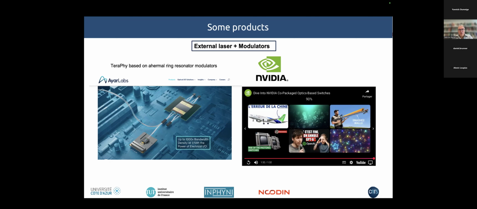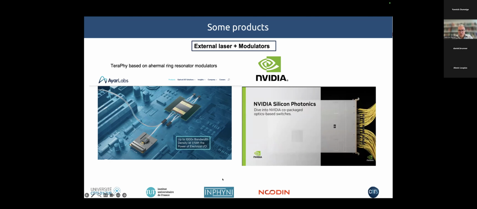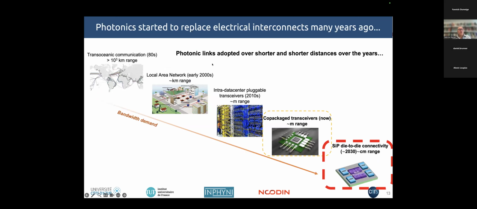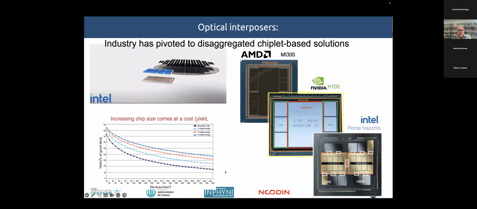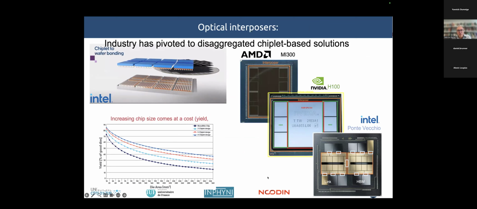Okay, so now let's move to another aspect of optical interconnect, which is die-to-die connectivity. Now we are moving from interfacing elements which are placed meters away to systems that are placed on the same chip, centimeters away from each other. So this is what the industry is doing now for these advanced processors.